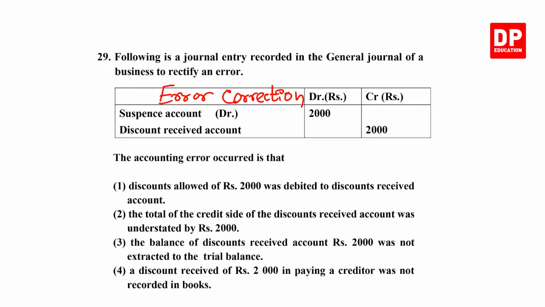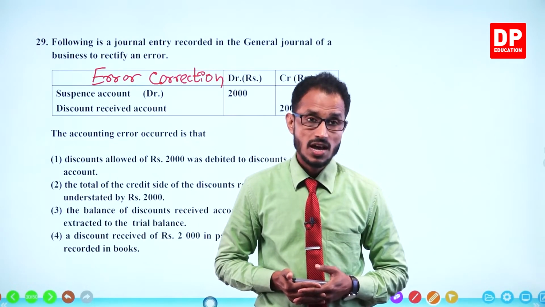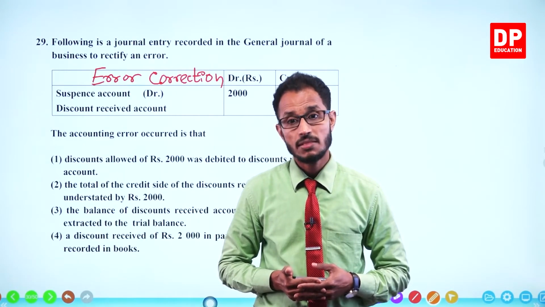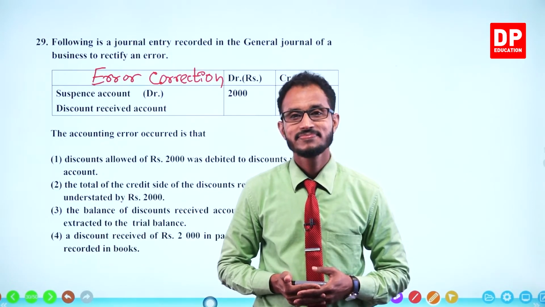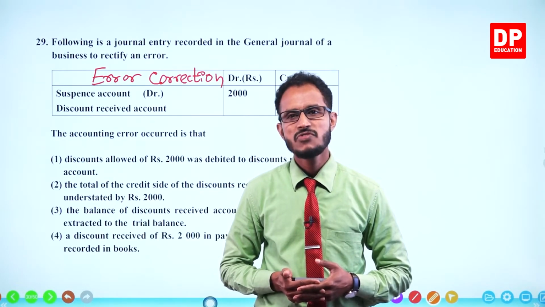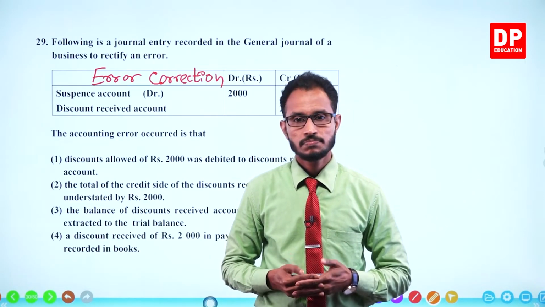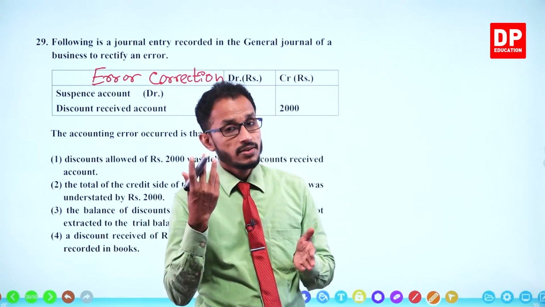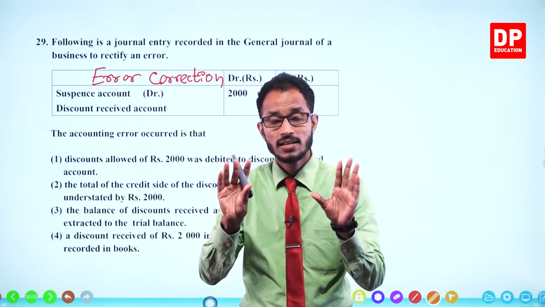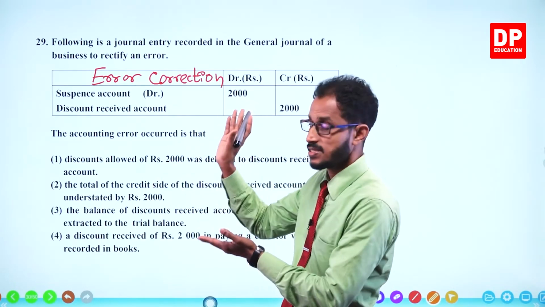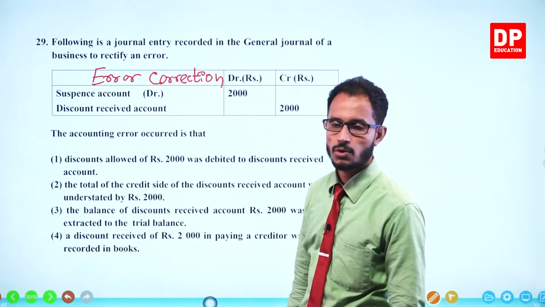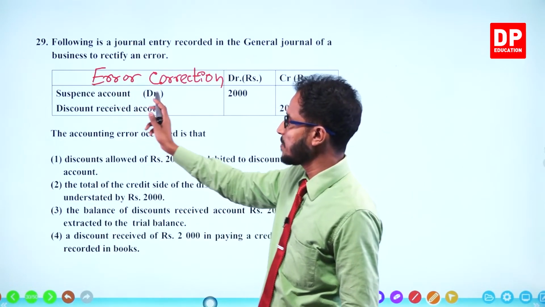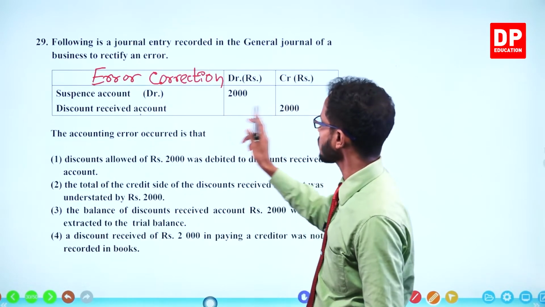Here, children, what you should notice is that when the suspense account is involved, it means this error has created a difference in the trial balance. No doubt about that. So when the error is corrected, there is an entry going to the suspense account. This entry goes to the debit of the suspense account and the discount received account is credited.